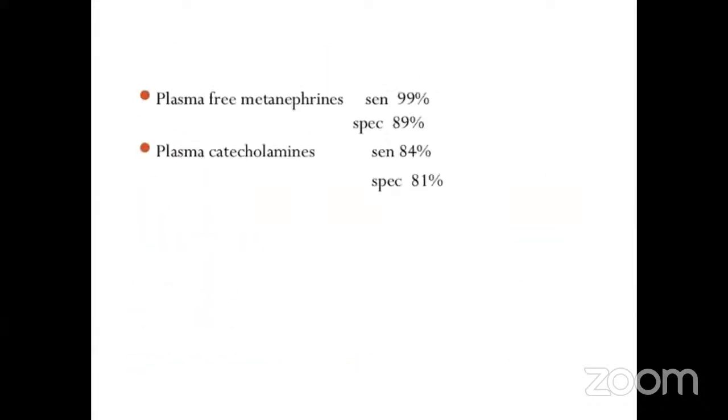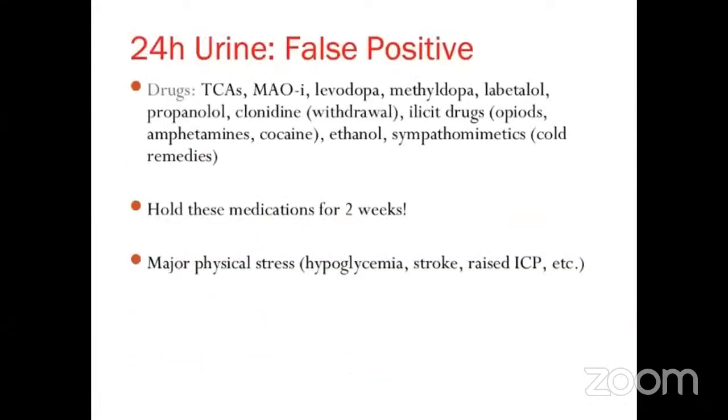These are the sensitivities and specificities of metanephrines and catecholamines. There will be some false positive tests because of some medications or drugs, like tricyclic antidepressants, MAO inhibitors, levodopa, methyldopa, labetalol, propranolol, clonidine, illicit opioids, amphetamines, cocaine, ethanol, sympathomimetics. So we hold these medications for 2 weeks. Major physical stress like hypoglycemia, stroke, and surgery may also cause false positive results.